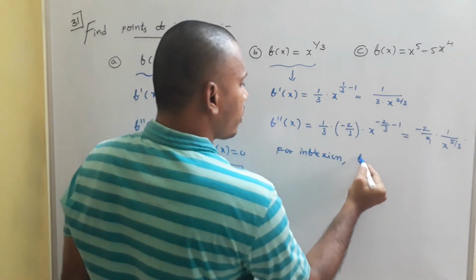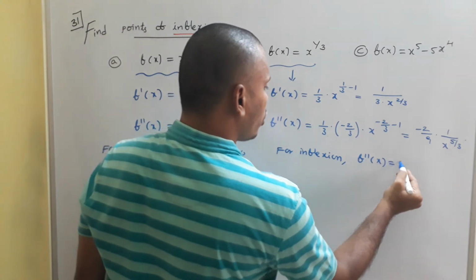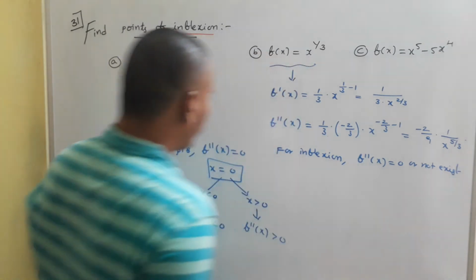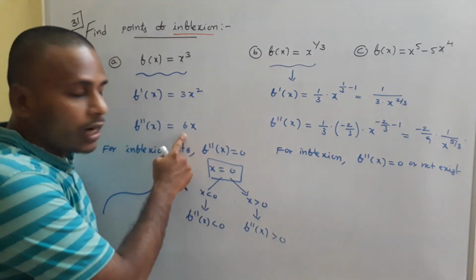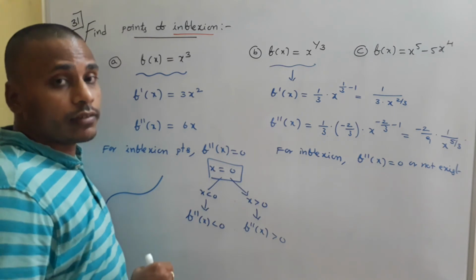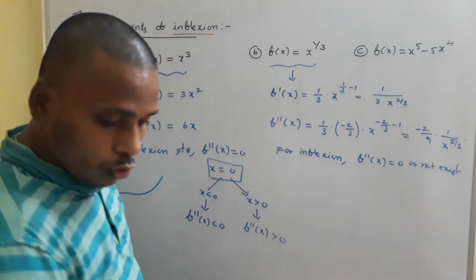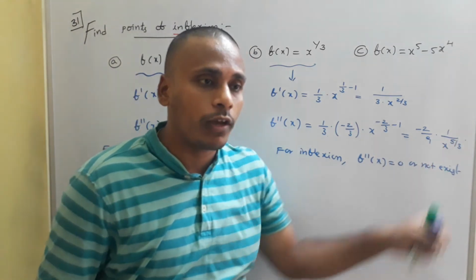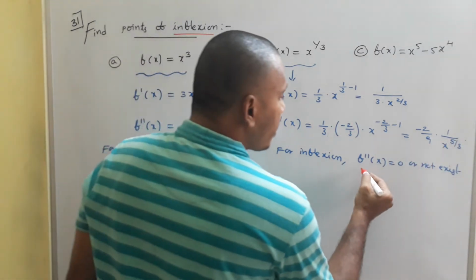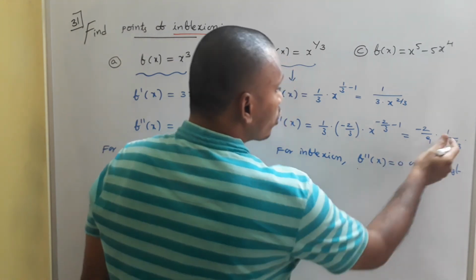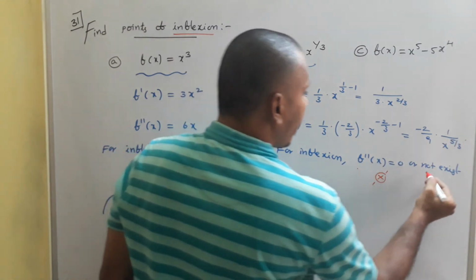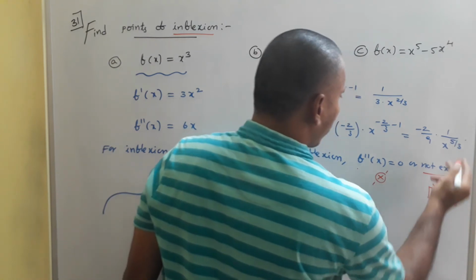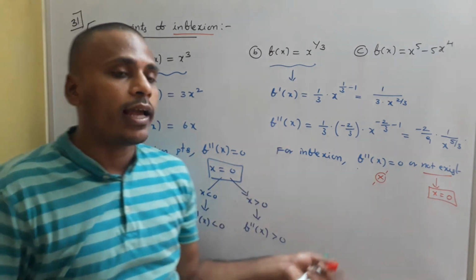For inflection points, f double dash of x is equal to 0 or does not exist, as we said. Here, 6x exists everywhere, and that's why we are not searching for points where the second derivative does not exist. But coming to this f double dash of x, minus 2 by 9 into 1 by x power 5 by 3, if you observe, f double dash of x equal to 0 won't happen. f double dash of x does not exist at x equals 0, because in the denominator we have the x term. So if x equals 0, f double dash of x does not exist.